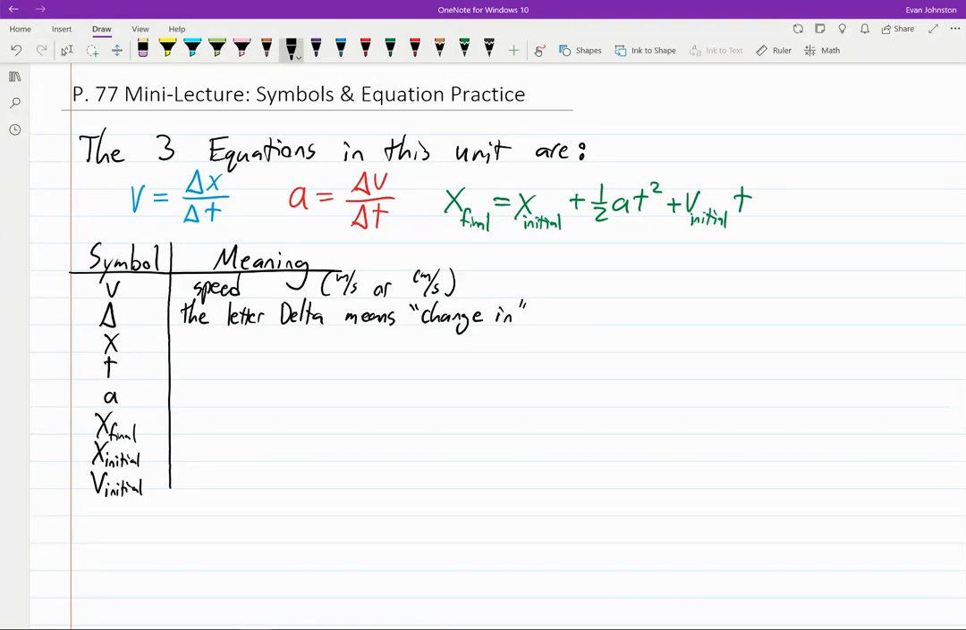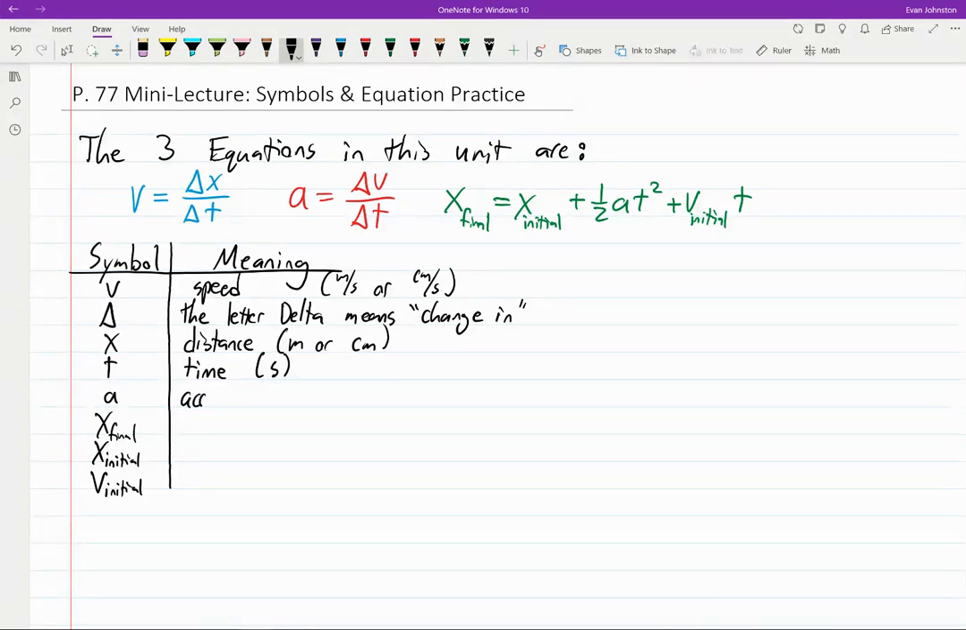All right, sweet. X is distance, essentially how far it's gone. This will usually use meters or centimeters. T, time, pretty much always use seconds here.